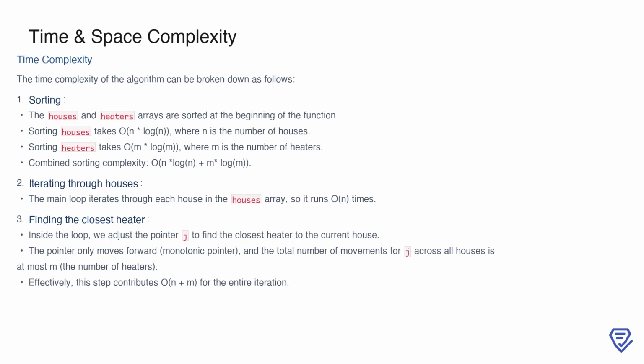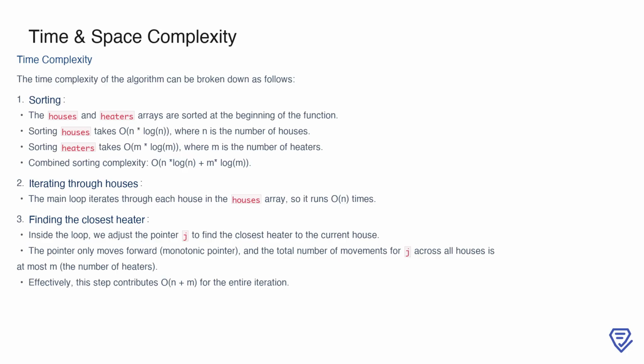To analyze the time complexity of our solution, we start with the sorting step. Both the houses and heaters arrays need to be sorted before we begin the main logic. Sorting the houses array takes O(n log n), where n is the number of houses, and sorting the heaters array takes O(m log m), where m is the number of heaters. Together, the sorting contributes O(n log n + m log m) to the overall complexity.